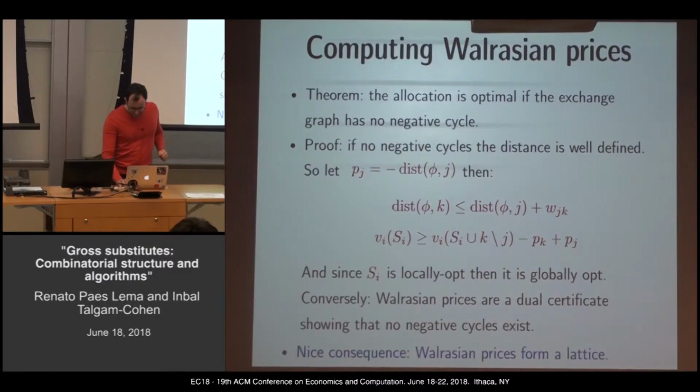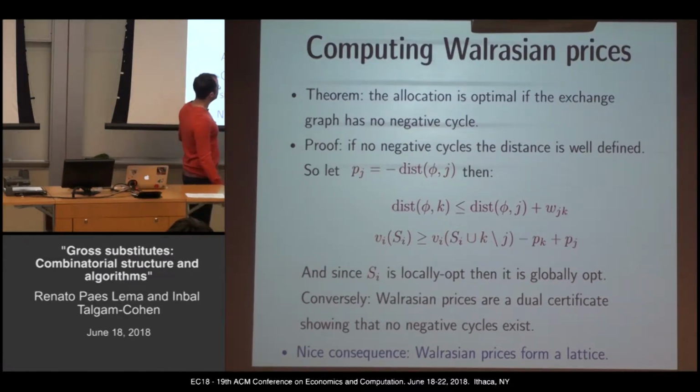It works. And there is actually a very nice consequence from that. Actually, I thought that's pretty cool. This is because I've seen the proof of that fact before, and it's a very easy proof that Walrasian prices form a lattice.